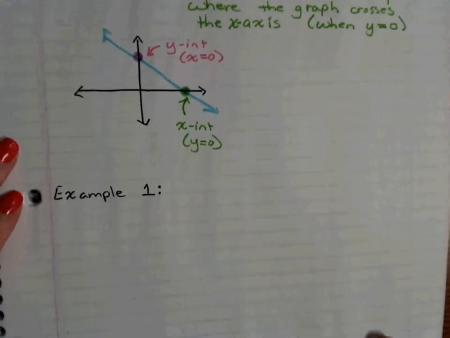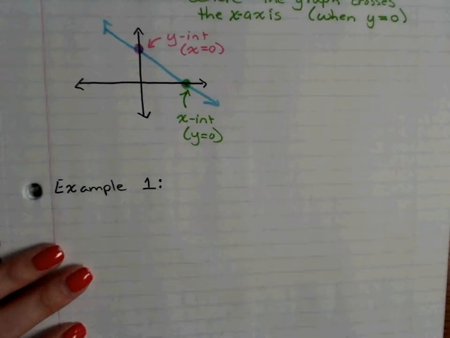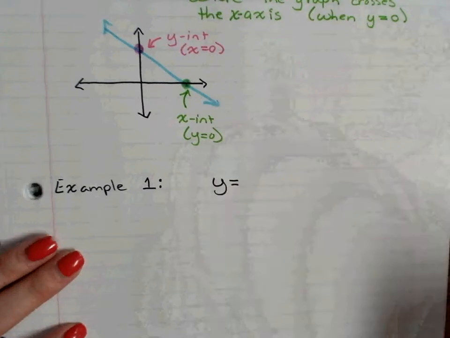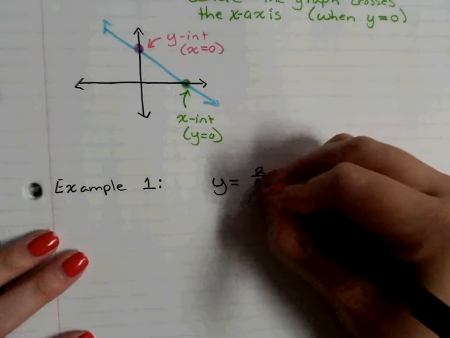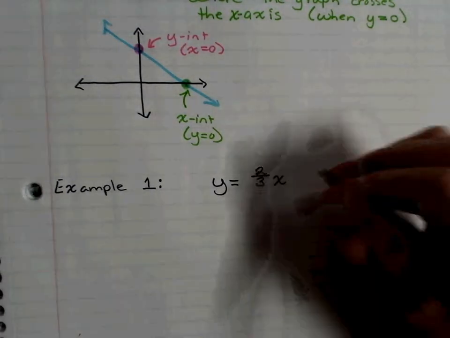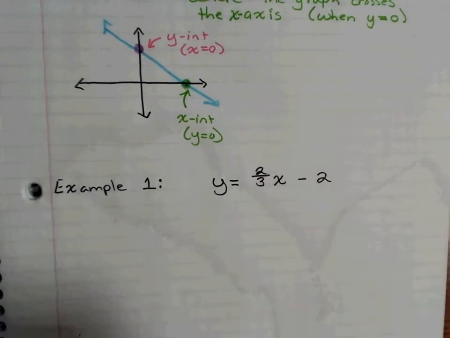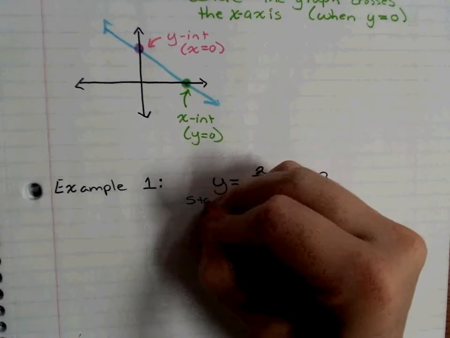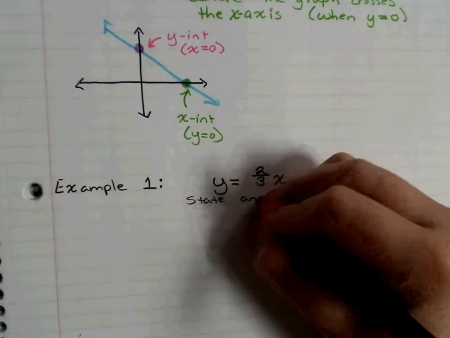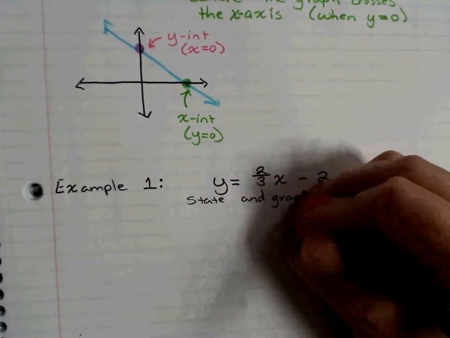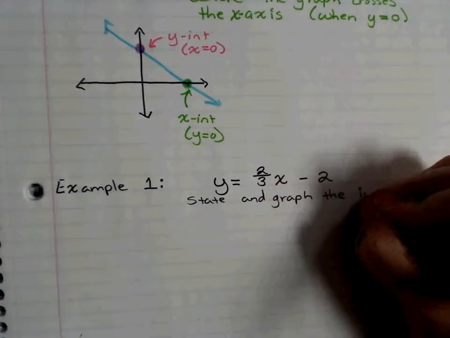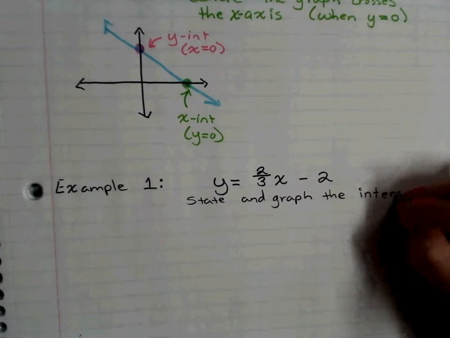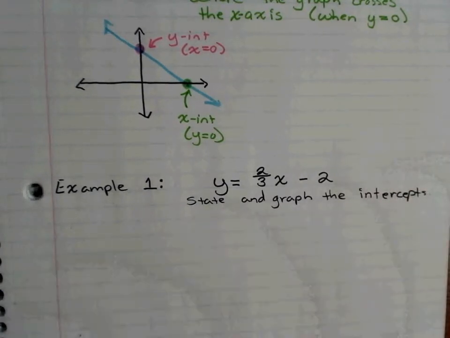So let's say that we have y is equal to 2/3 x minus 2. And I want to go ahead and state and graph the intercepts. I want to state and graph both of the intercepts.